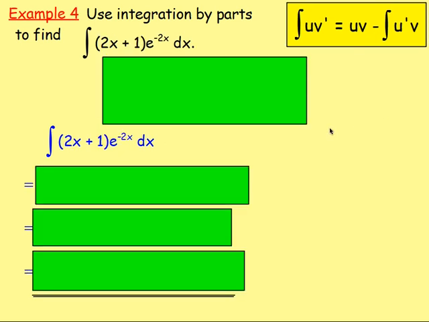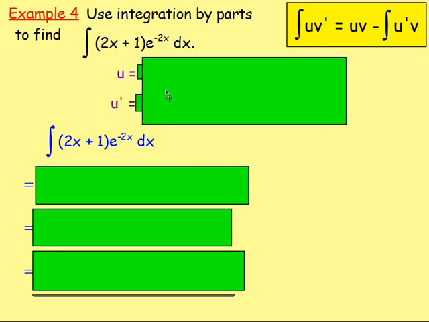Example 4, use integration by parts once again to find the integral of 2x plus 1 times e to the power of negative 2x. You're looking at it, you're thinking, it's a product, I'm multiplying, so I need to integrate, and I'm using integration by parts. So find one part that's dead easy to differentiate and another that's easy to integrate. What would you differentiate here? What is really, really easy to differentiate? Good, the 2x plus 1.